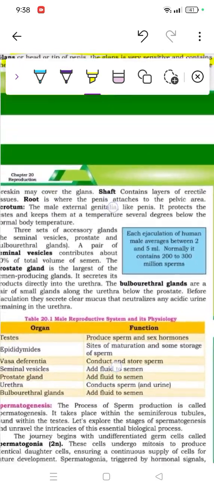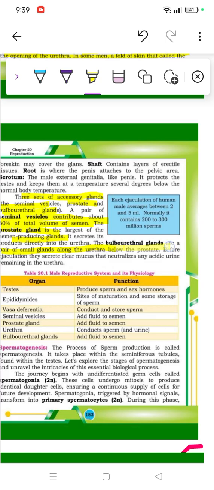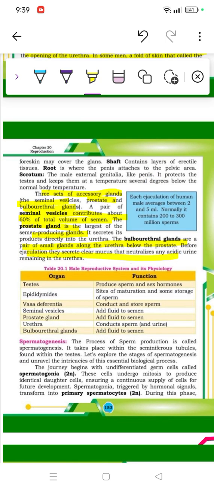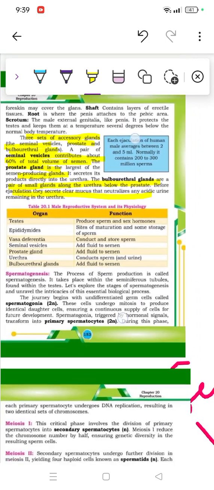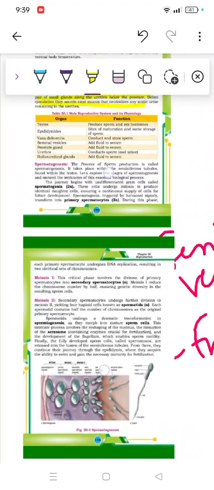Then come three sets of accessory glands: the seminal vesicles, the prostate, and the bulbourethral glands. A pair of seminal vesicles contributes about 60% of the total volume of semen, and the prostate gland, the largest semen-producing gland, secretes directly into the urethra. The bulbourethral glands are a pair of small glands around the urethra below the prostate. So that covers these. Then comes the last process, which is spermatogenesis.